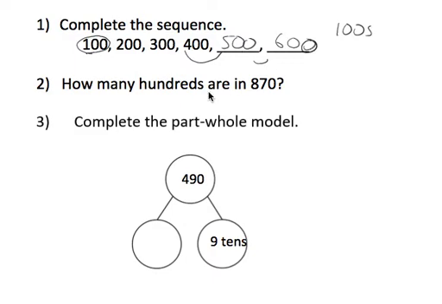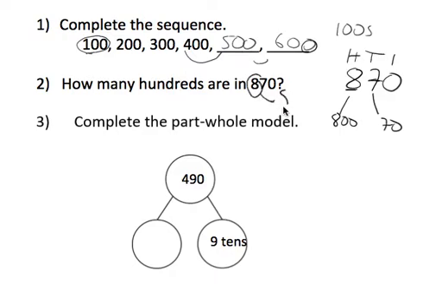Okay, how many hundreds are in 870? Well, if you put that here, you can partition it. H, T, 1 to be sure. So there are 7 tens. And in 100, there are 800. So how many hundreds in 870? That is 8.